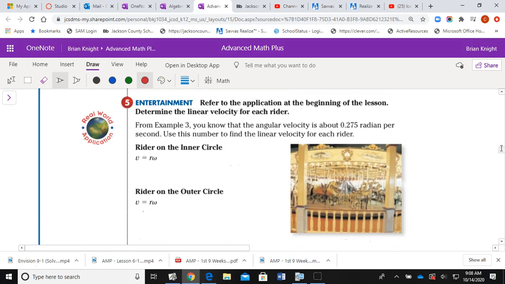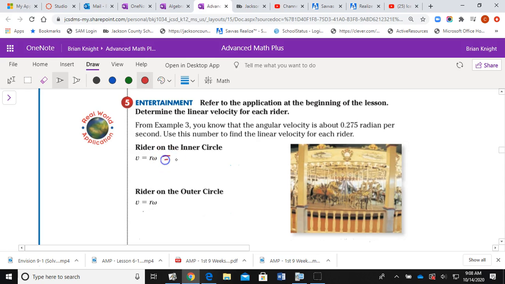Last one. Example 5. Refer to the application at the beginning again. So we're finally going to figure out the rider on the inner circle, we want their linear velocity. The rider on the outer circle, we want their linear velocity. We should know if we do it right, whose should be faster. The one on the outside should have a faster linear velocity.